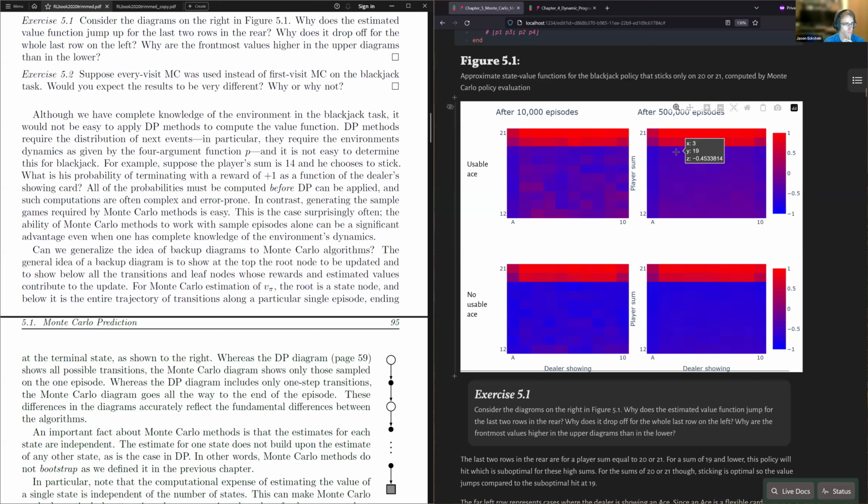Yeah, so at a sum of 19, this policy will hit. Yeah, sorry, hit. That's a good point. It appears as though hitting at this sum leads to a loss more often. On average, if I didn't have any further information, I would say that this is possibly a poor action at this sum, and that is why it drops, and that sticking at 20 and 21 appears to be a pretty good action.